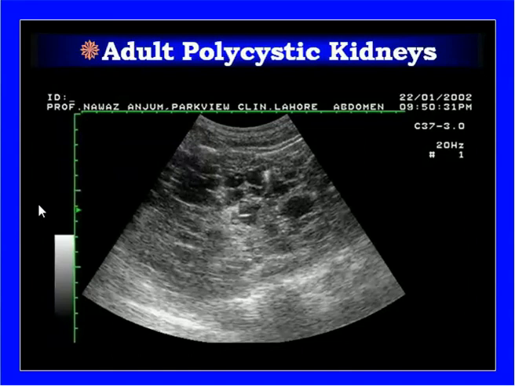Now adult polycystic kidney. When the patient comes to the department for ultrasonography, at that time most of the kidneys are grossly enlarged. Sometimes they are filling the whole abdomen and it becomes impossible to take the exact size of the kidneys because they are all replaced by the numerous cysts of variable sizes.